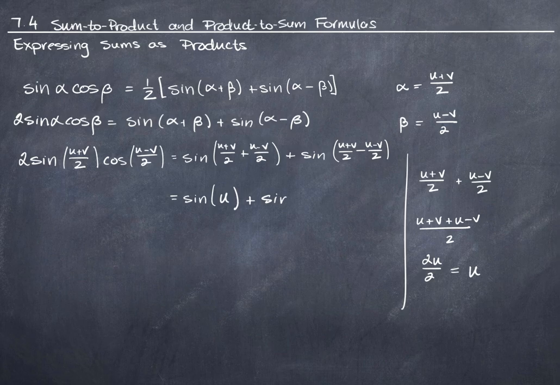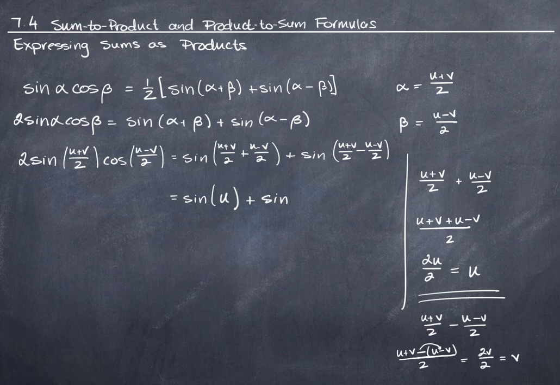And then I have the sine of u plus v over 2 minus u minus v over 2. Here I have to be a little more careful because I do have a common denominator. When I combine these, I have u plus v minus the quantity u minus v. So that's going to give me a u minus a u, so those cancel, and then a v plus a v, so 2v over 2, and the 2's cancel, and that gives me just v. So all of this turns out to be just v.